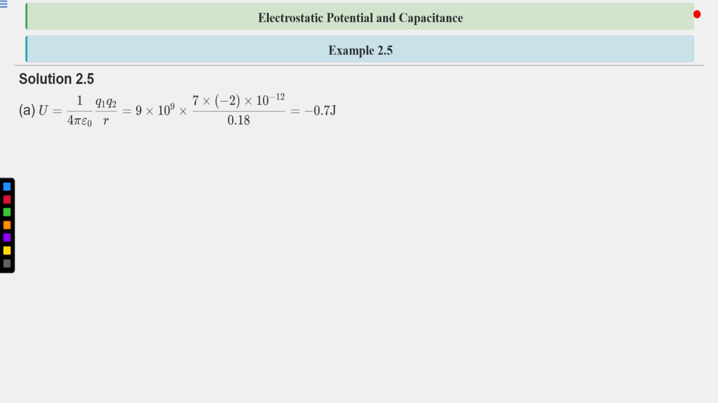Why does it come out to be negative? Because both the charges are of different sign. We have discussed, if the two charges have different sign, then the product of these charges will be less than 0, hence potential energy will be negative.